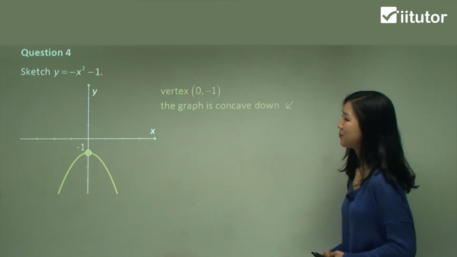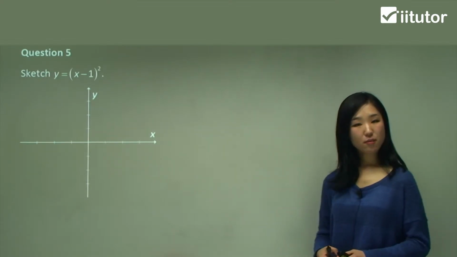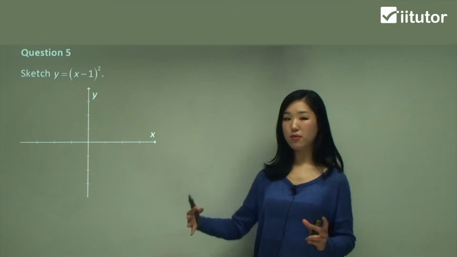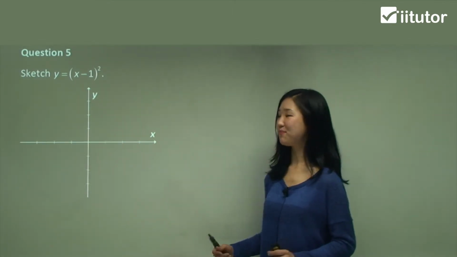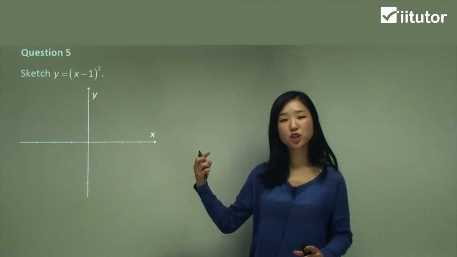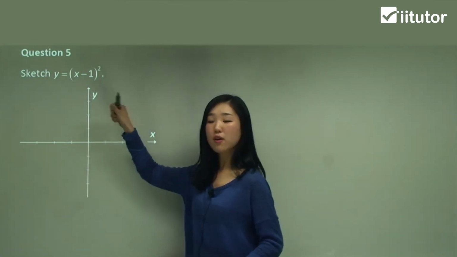Have a look. Okay, question 5. Now it's a little bit different because this time we have y equals x minus 1, the whole thing squared. What can you tell me about this one? If it's x minus 1, the whole thing squared, what do you remember about subtracting 1 from x and then squaring the whole thing?